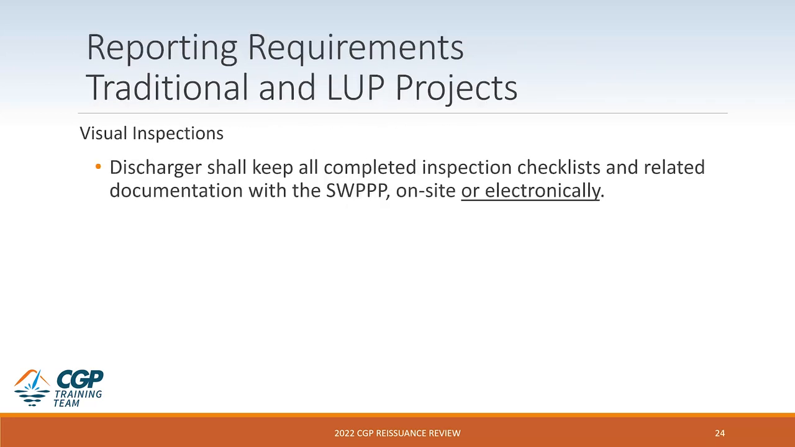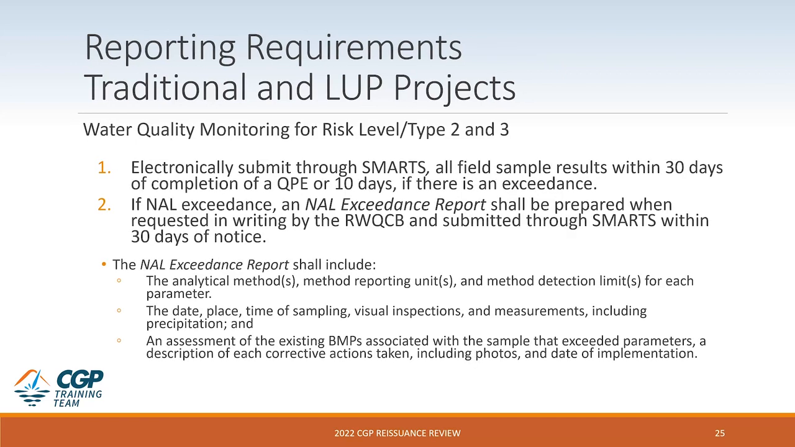Dischargers shall keep all completed inspection checklists and related documentation with the SWPPP, either on site or electronically, which is a change from the current permit. When it comes to reporting requirements for water quality monitoring for risk level 2 and 3, the discharger is responsible to electronically submit through SMARTS all field sample results within 30 days of completion of a qualified precipitation event, or 10 days if there is an exceedance.